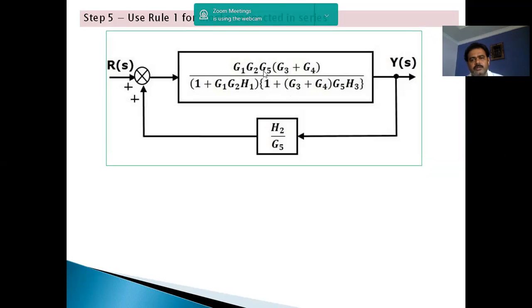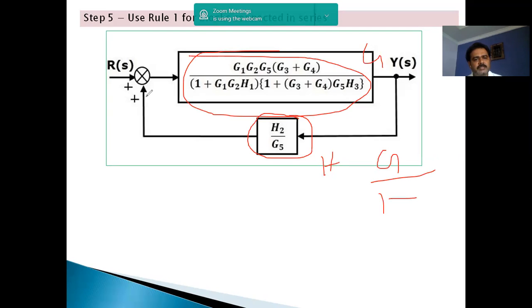Here, merging two blocks, the entire thing becomes G. Now in this case, this entire thing is G, and this one is H. If we assume like that, G and H, using the same formula G by 1 plus GH, in this case, because it is a positive feedback, we have to use a negative sign here. You get G by 1 minus GH. The overall transfer function becomes G by 1 minus GH.